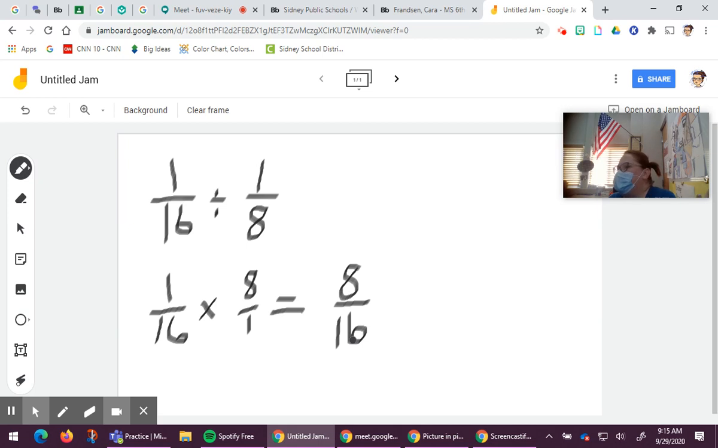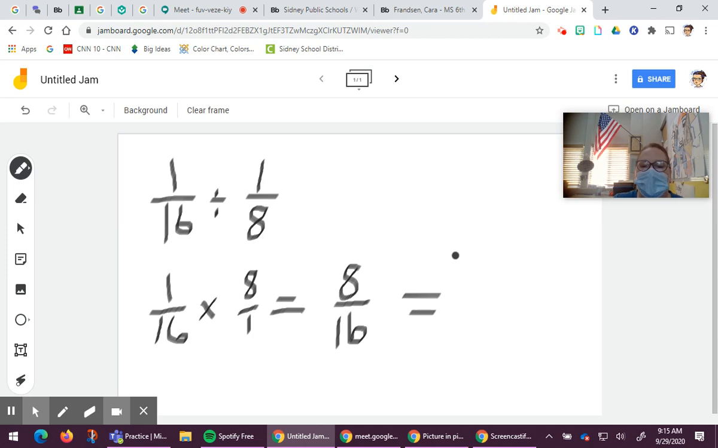And we know if you have 8/16, you have half, right? That's easy to see, because if you have $16 and you want to share half of it with Mrs. Franzen, you're going to give me 8 of them, right? Say yes. Yeah. Okay. So you can't actually pay me on the side. I don't think that's legal.